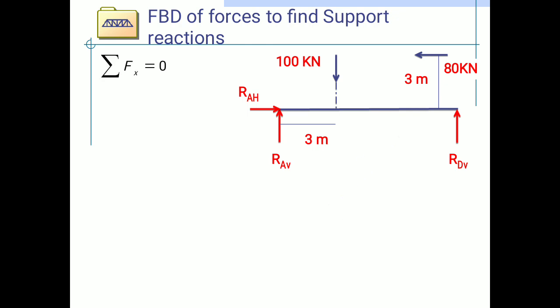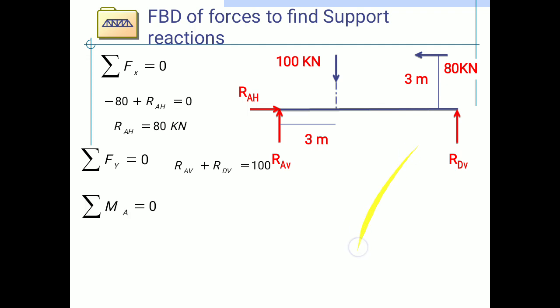Now, applying the condition summation Fx is equal to 0: minus 80 plus RAH is equal to 0, so RAH is equal to 80 kN. The final horizontal reaction is 80 kN. Now, applying the second condition, summation Fy is equal to 0: RAV plus RDV is equal to 100.